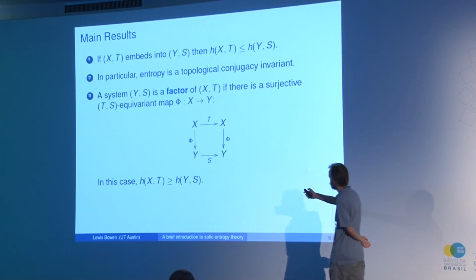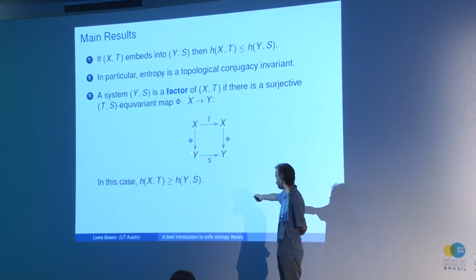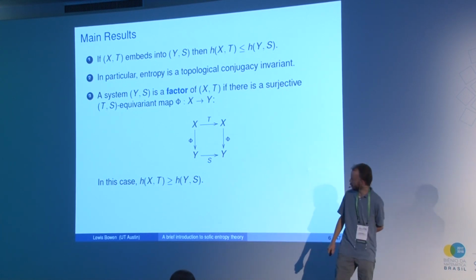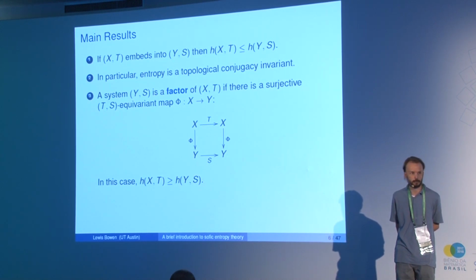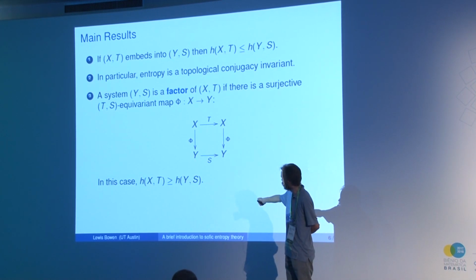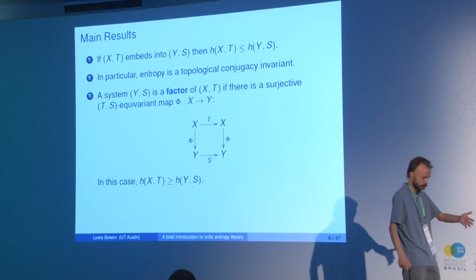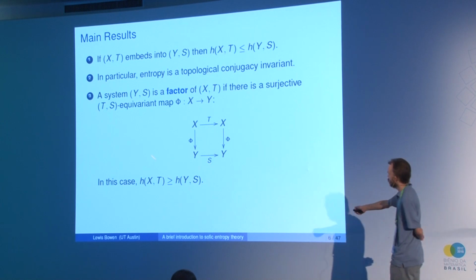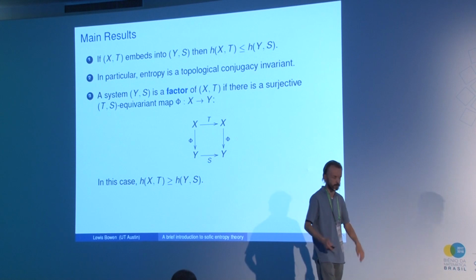And it's also monotone under factors. So if we have a transformation T from X to X, and we also have a map from X to Y, which converts T to some other homeomorphism S, then the entropy of the upstairs transformation bounds the entropy of the downstairs one. And this is very easy to see because if we have any partial orbit in Y, we can lift it to a partial orbit in X. And so any witness to the entropy of the downstairs transformation lifts to a witness to the entropy of the upstairs one.